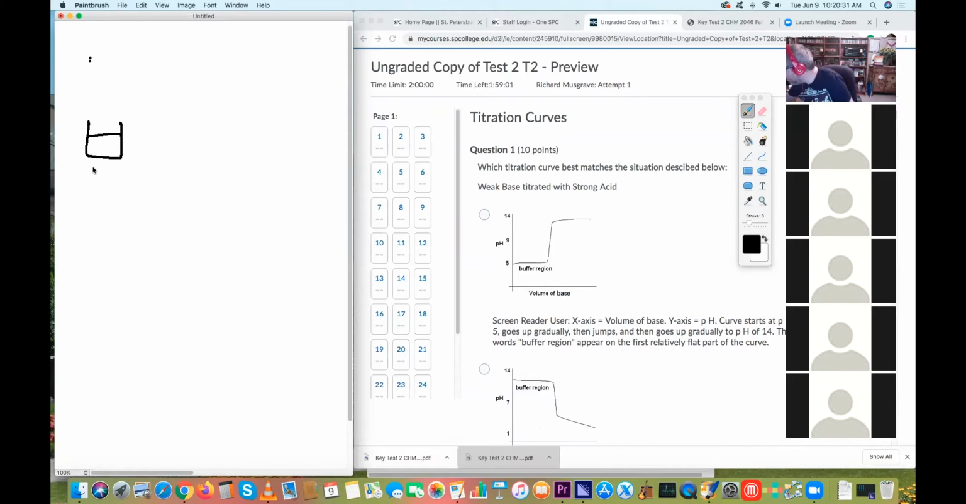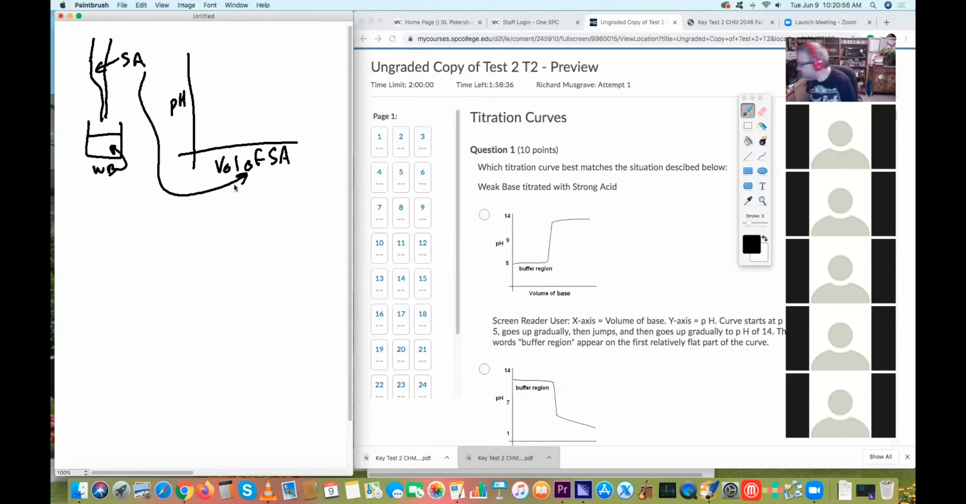So we've got the weak base in the flask or the beaker or whatever. And there's my horrible burette. The strong acid's in the burette. All right, so let's see how that should look. We know it's going to be pH, and we know down here, this is going to be volume of strong acid. Whatever's in the burette is always going to be on the bottom there. The initial pH is going to be the weak base, which is going to be 9. And the final pH is going to be 1, because that's the strong acid.